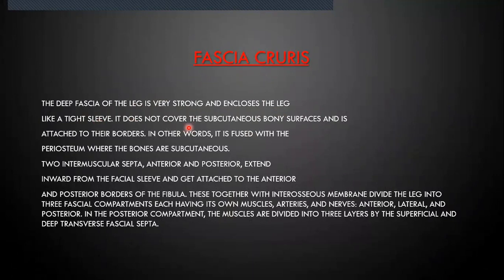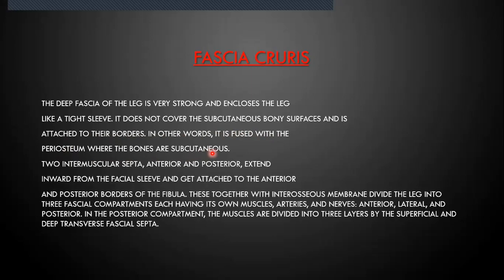It does not cover the subcutaneous bony surfaces, and it is attached to their borders. So it is attached to the anterior tibial border. In other words, it is fused with the periosteum where the bones are subcutaneous. So where you can feel your tibia, at that point, the fascia cruris will fuse with the periosteum.